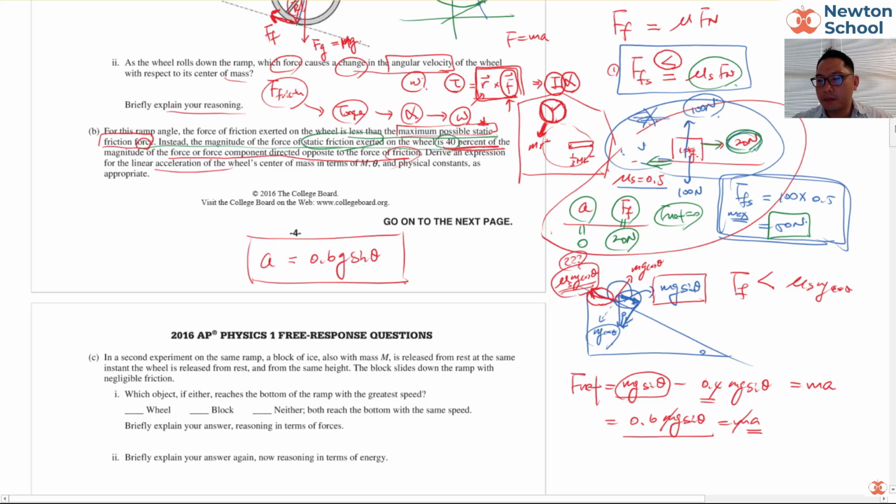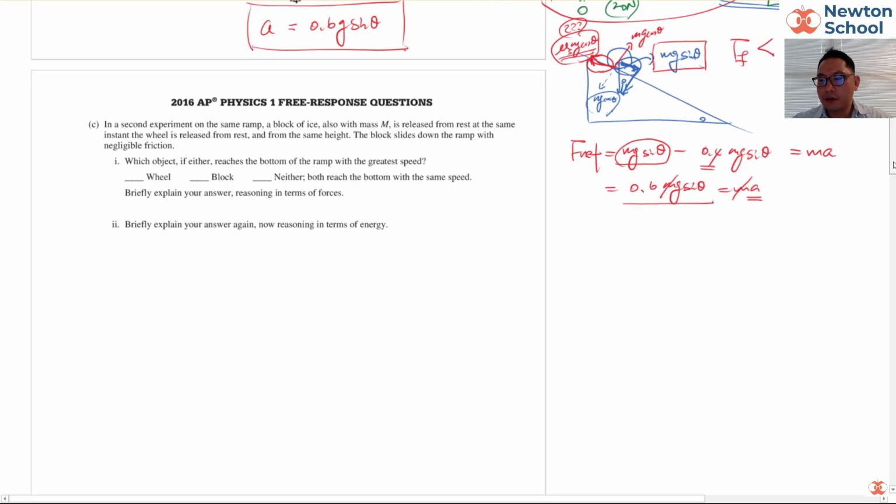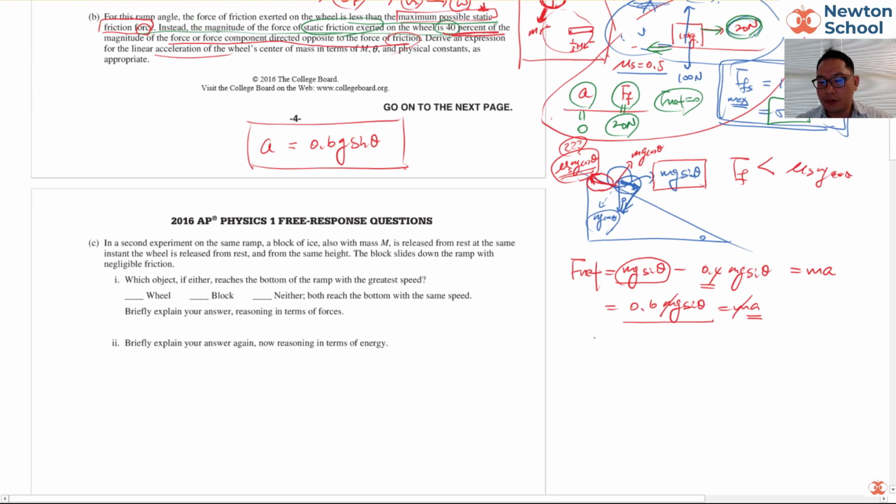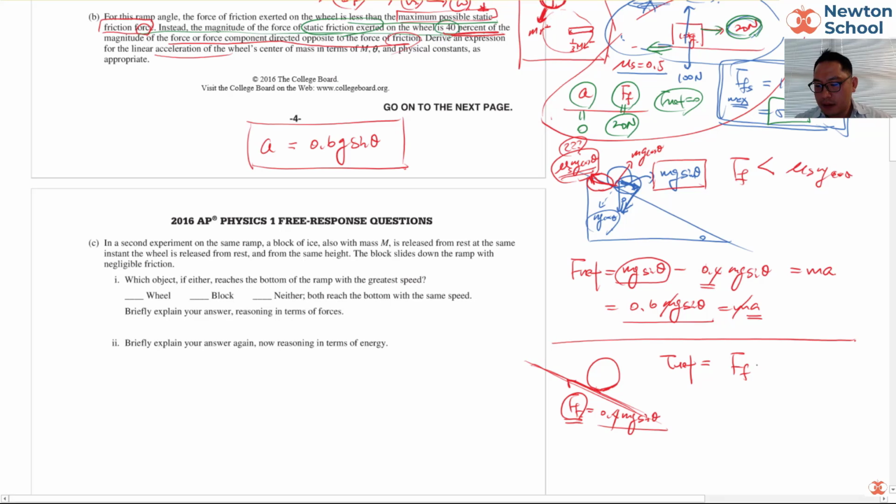Now let's move on further to how you relate this to angular speed. So let's think about this. What are the torques on this? The only torque that can be generated is the force of friction. I don't know what it is, but in the question it says 0.4 mg sine theta, right? But I'll just leave it as force of friction. So net torque equals force of friction times the radius equals I alpha, right?